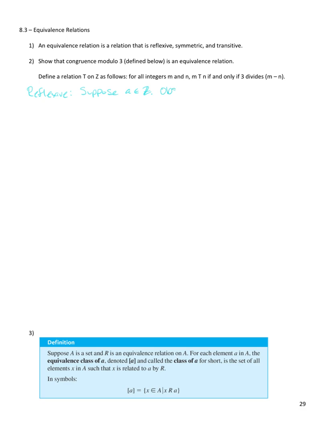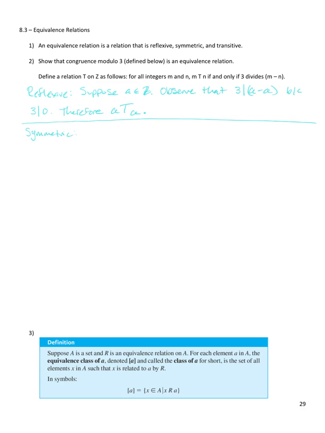So we'll say observe that 3 divides a minus a because 3 divides 0. Therefore, a is related to a. And we have reflexiveness.